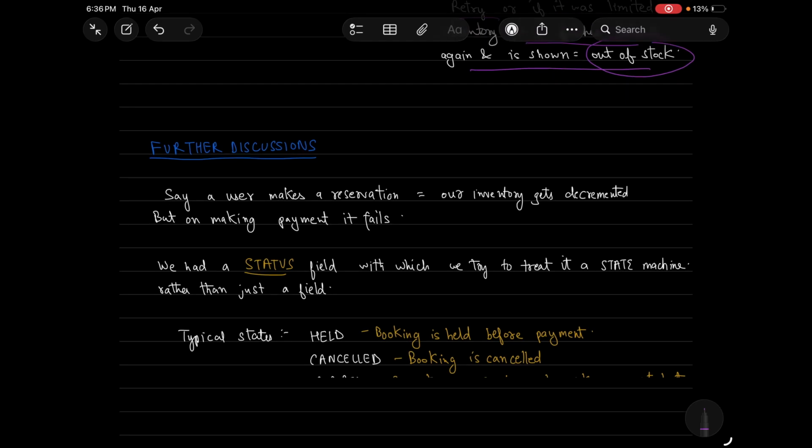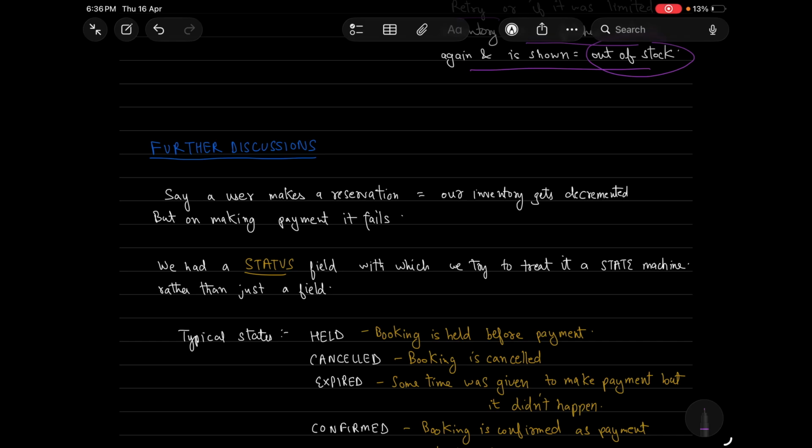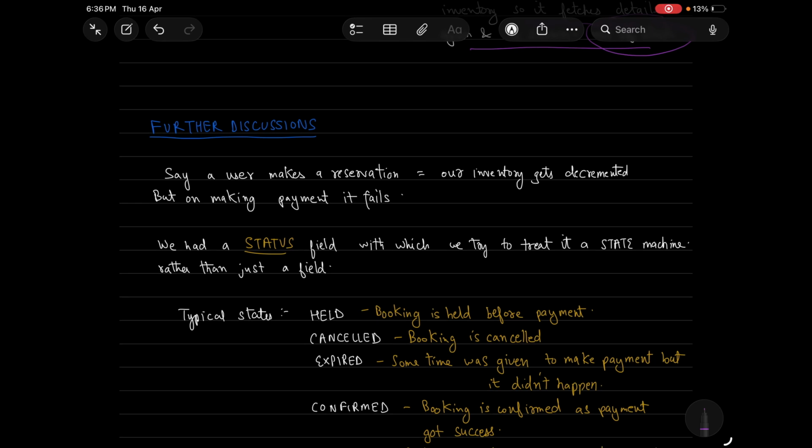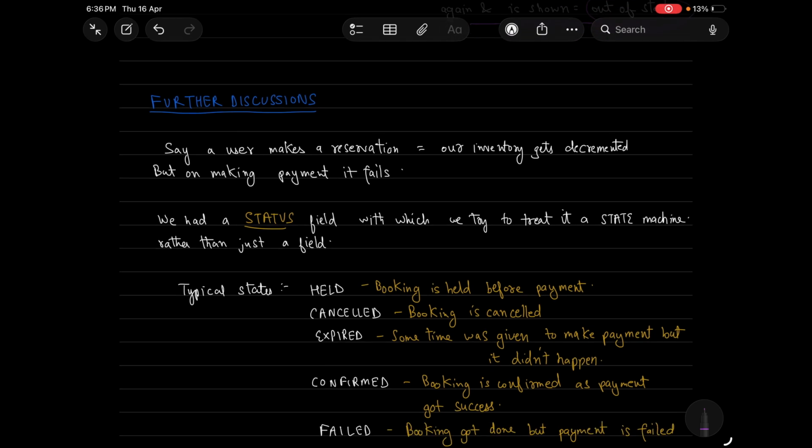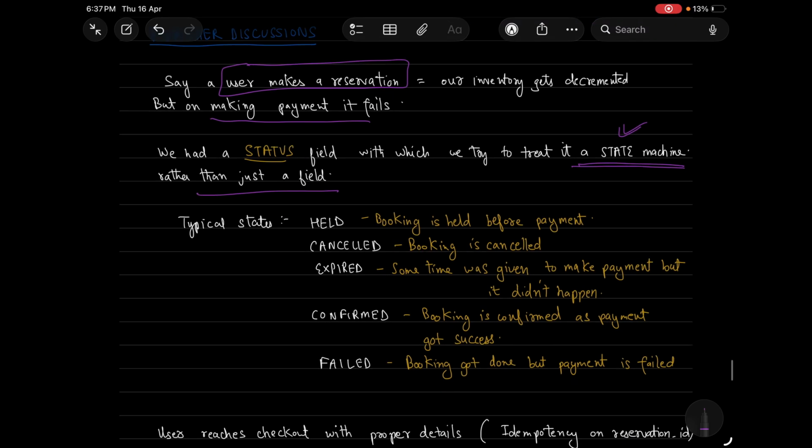Further things that can be discussed: say a user makes a reservation and our inventory gets decremented, but on making payment, it fails. So we had a status field, which we discussed above while discussing the DB schema, and we try to treat it as a state machine rather than just a field. When the user made a reservation, it inserted a record for that reservation, for that specific hotel ID, room type, and that specific start and end date, and it also had a status field. So we will treat the status field as a state machine because we are then dependent upon making payment.